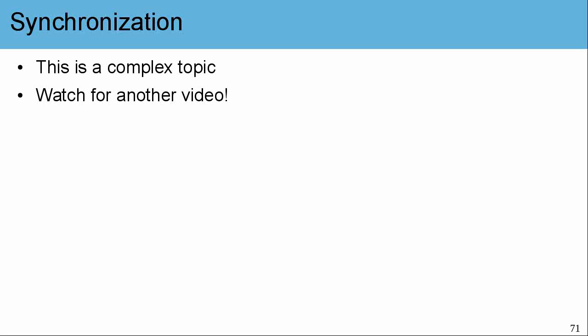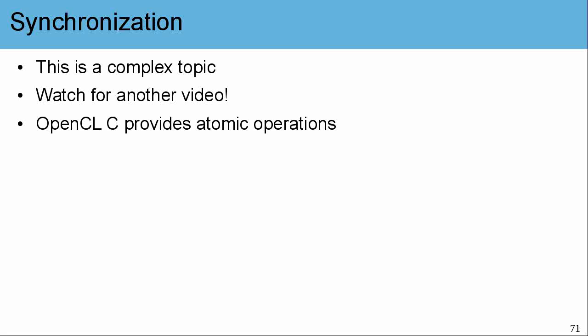So synchronization. OpenCL C, you haven't seen it yet, is really a parallel programming approach. And synchronization is very important. It's also a very complex topic. You're going to have to watch for me to do another video where I'm going to talk just about synchronization. Okay? OpenCL C provides atomic operations, and parallelism in OpenCL C is a little bit tricky.